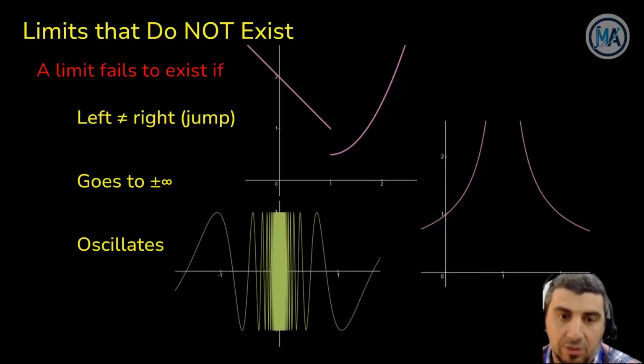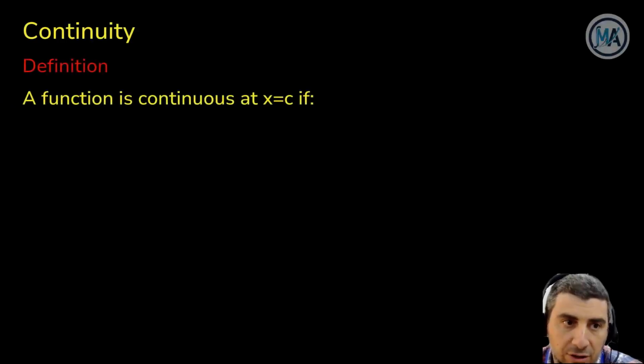Here, as x approaches 0, you can see the function oscillates. Let's move over to continuity now. The definition of continuity: a function is continuous at x equals c.